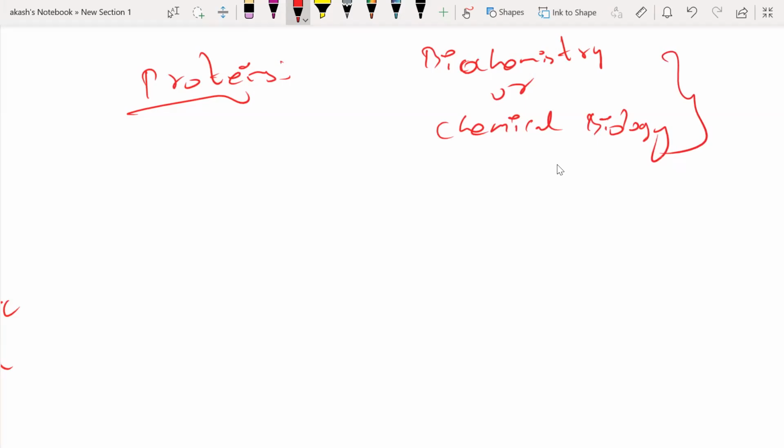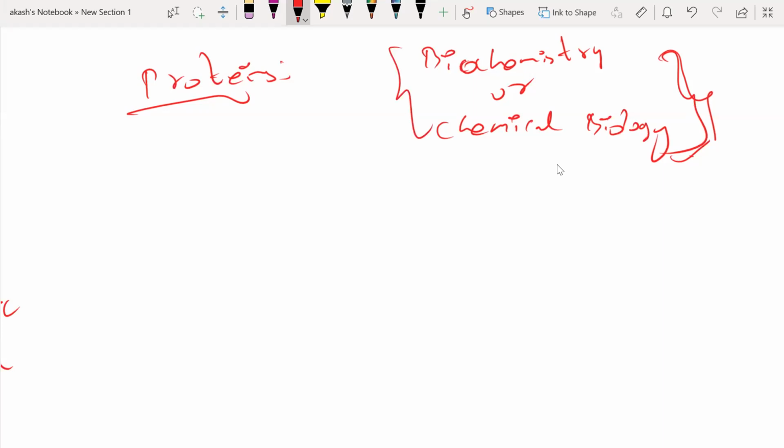What will we be studying in these kinds of chapters? I told you that there can be millions and billions of chemical reactions happening inside your body. How each reaction happens, what the reactant is, what the product is, what catalyst is used inside your body, all these things we'll be studying in biochemistry or chemical biology.